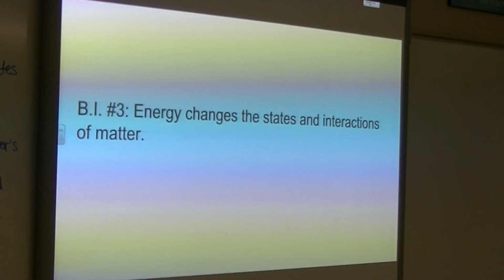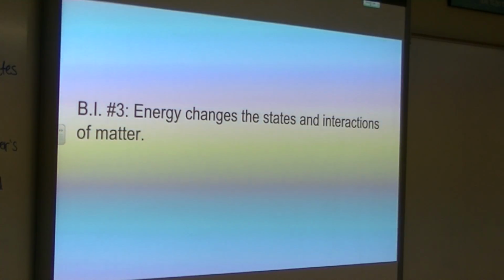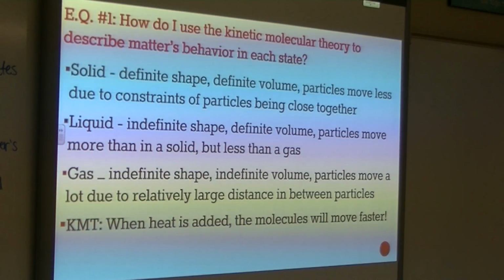Big Idea 3 says that energy changes the states and interactions of matter. So we talked about the states of matter, solid, liquid, or gas, and then how they do phase changes, and then whether they're endothermic or exothermic. So essential question 1 is, how do I use the kinetic molecular theory to describe matter's behavior in each state? So let's talk about what the states are first.